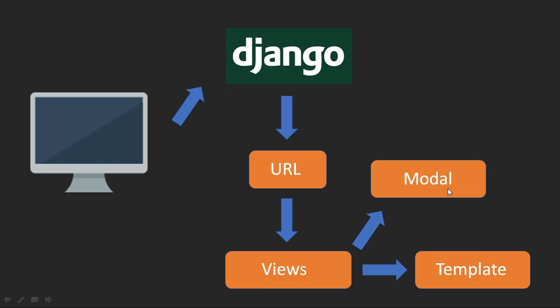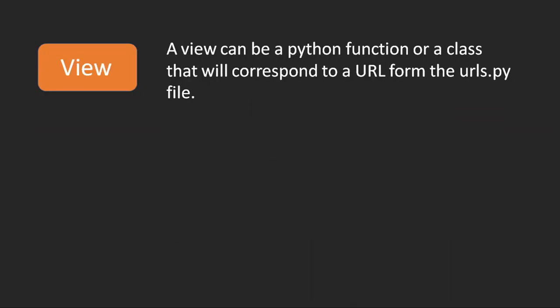Now let us discuss the terms which I have used here in detail. So the first one is view. A view can be a Python function or a class. It depends on how we write our views, and the view will correspond to a URL from the urls.py file. For example, let's say the URL is example.com. In the urls.py file, I will define that if someone enters this URL in their browser, go to this view, and then the view will fetch the data from the models and display a template.